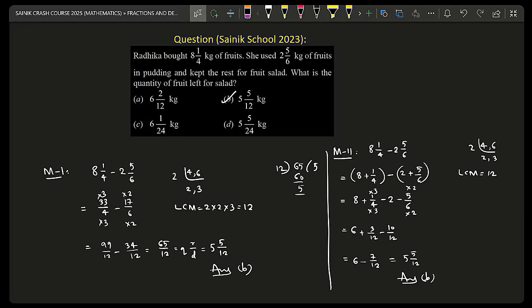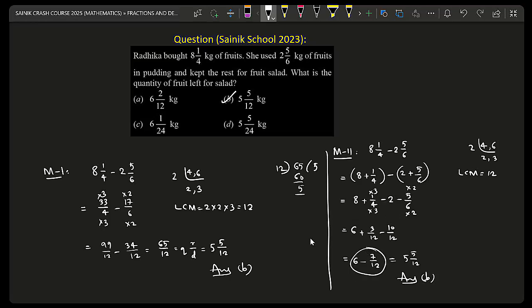Then what I can do is this 8 minus 2. I can write 6 here. Then this 1 by 4 and 5 by 6, I want to find the LCM of 4 and 6. I got 12. So I converted both the denominators. 4 into 3, 12. 6 into 2, 12. Now 1 into 3 is 3. 5 into 2 is 10. 3 minus 10 is minus 7, not plus 7. So 6 minus 7 by 12.